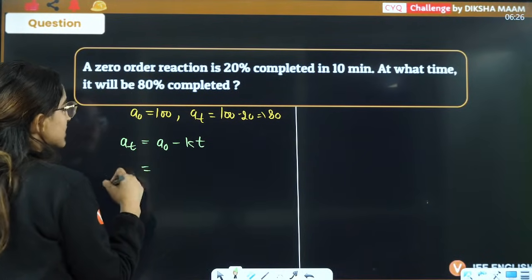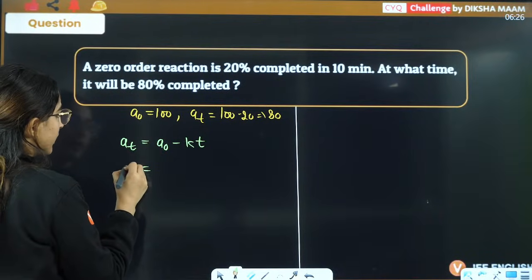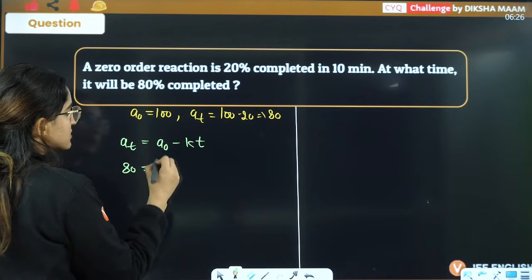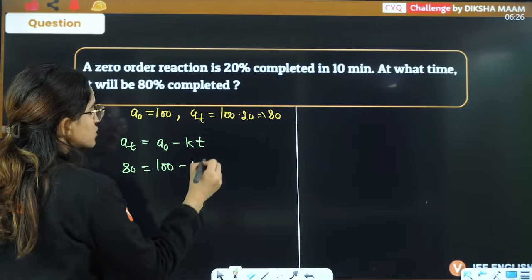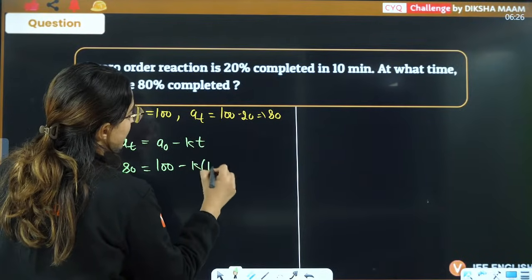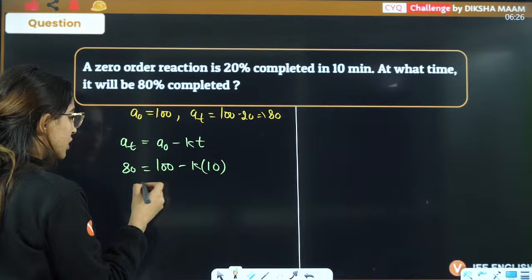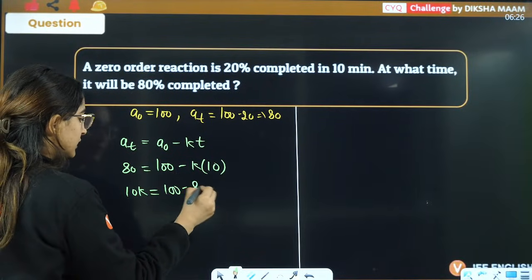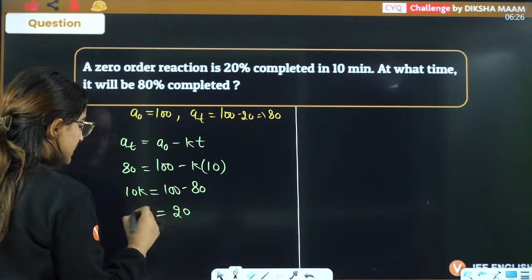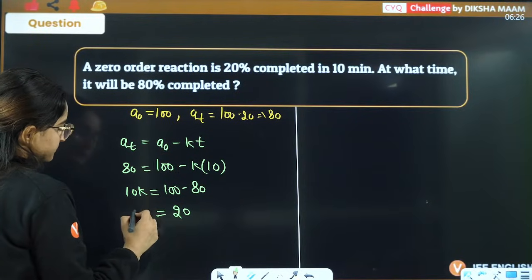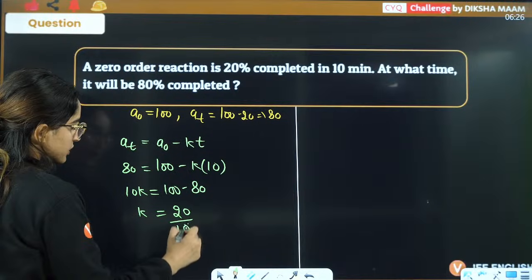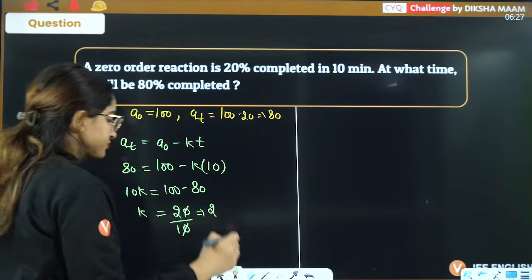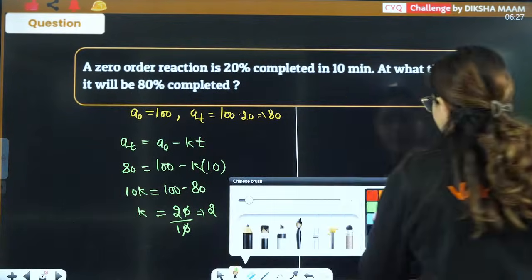Now everything is given to me. 80 is given to me, and this is 100. This is minus k, and this is given to me, 10 minutes. So I'll just solve it here. This will be 10k, that is 100 minus 80, that is 20. K is equal to this, so the answer will be 2. K is going to be 2.